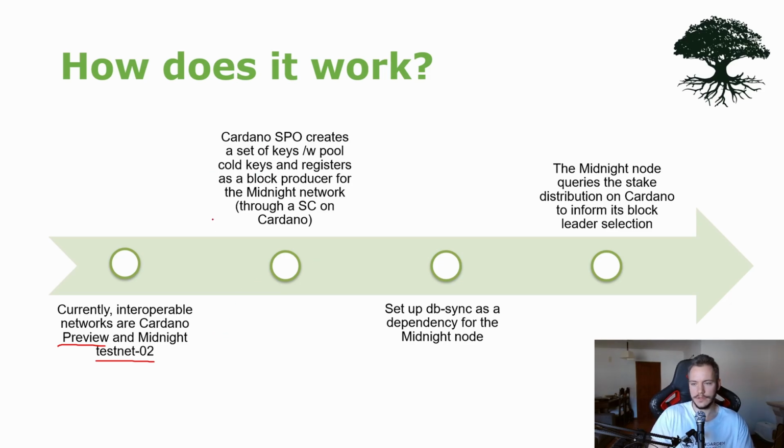So that's our starting point, the two networks being connected, and then the Cardano SPO on Cardano preview creates a set of keys for the Midnight network with the pool's cold keys, so that we know that this is that SPO. It registers as a block producer for the Midnight network through a smart contract on Cardano. So it's basically just a transaction that's submitted on Cardano to register for the Midnight network.